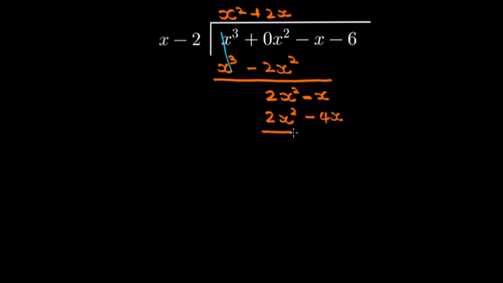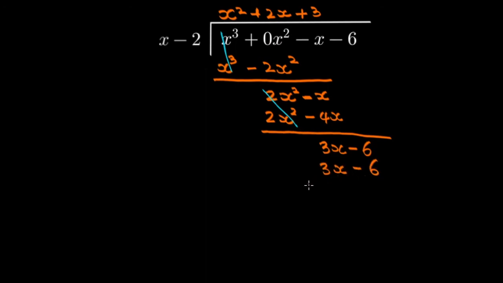And then finally we subtract again. So in this case the 2x squareds are cancelling, and here we have minus x minus 4x, so we have plus 3x at the bottom, and let's not forget to carry down the constant at the end. Okay, so last repetition, 3x divided by x is 3, so we have plus 3, and so finally we have 3 multiplied by x minus 2, which is 3x minus 6.